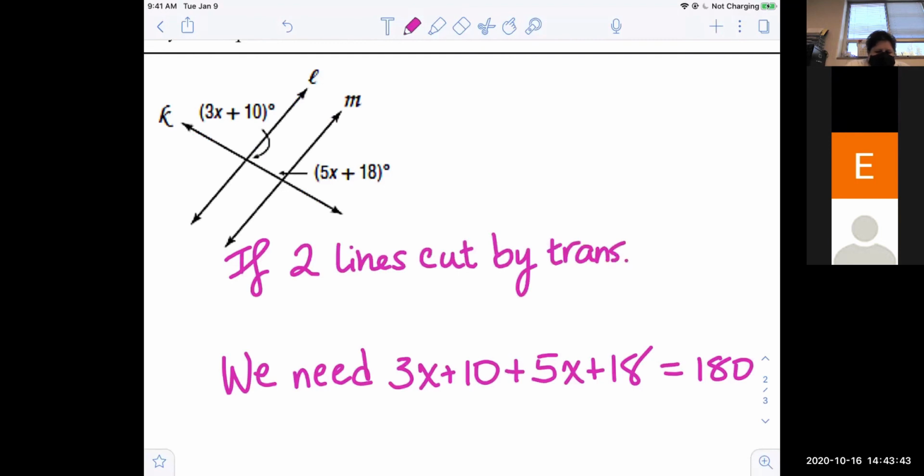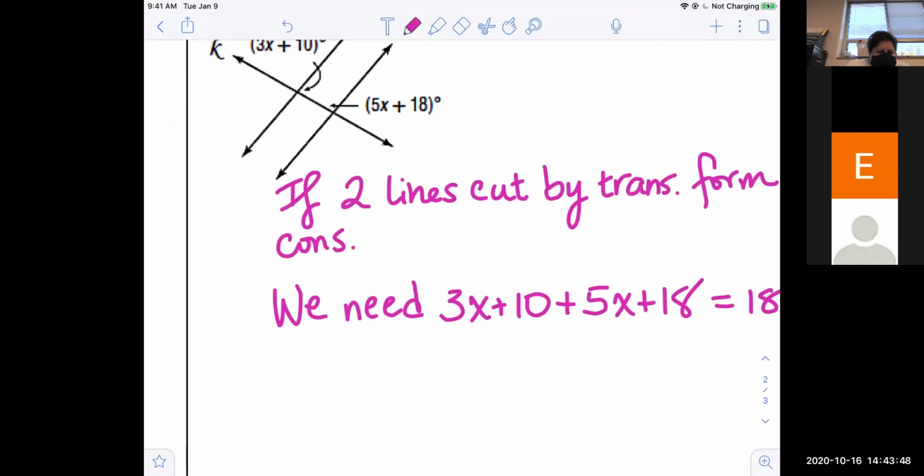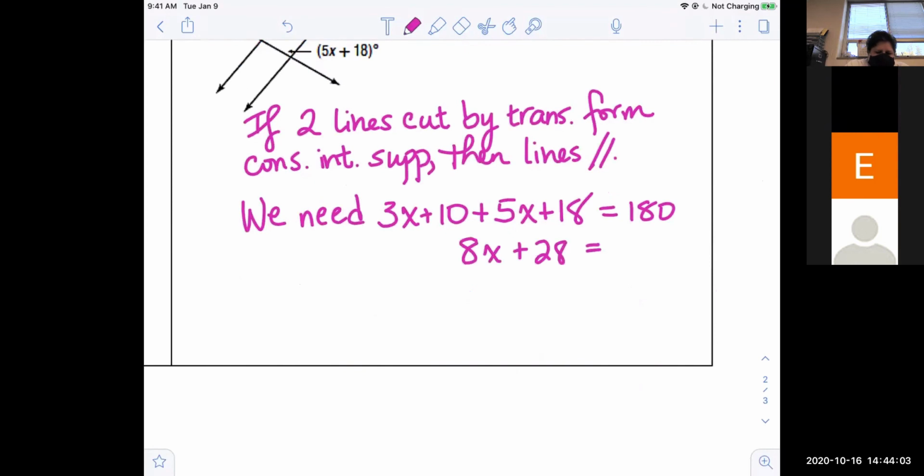Two lines cut by a transversal form consecutive interior angles that are supplementary, and the lines are parallel. Okay, so we need those to add up to 180. So that's 8x plus 28 equals 180. 8x is, what is that, 152. X goes in 119, I think. You agree with those numbers?